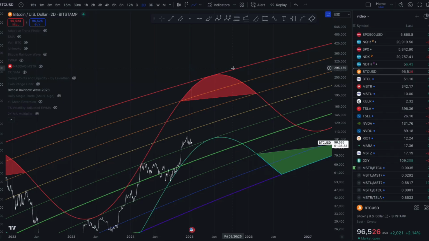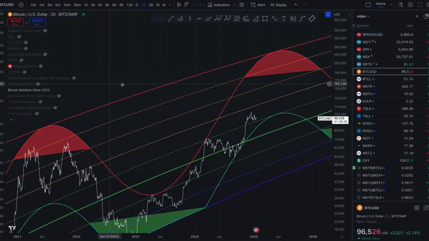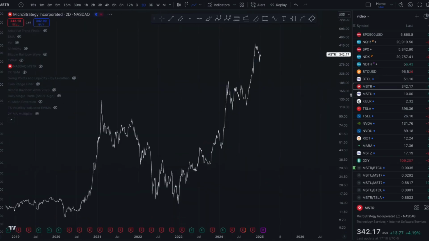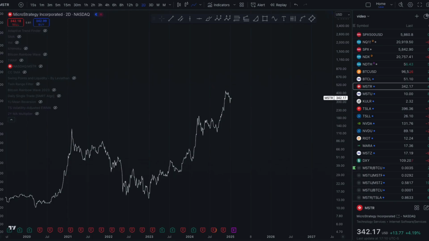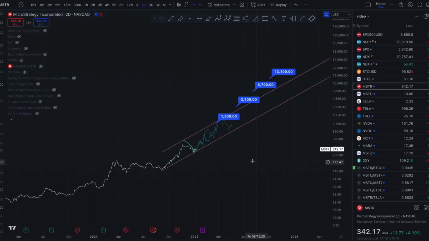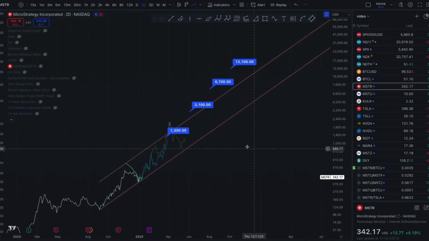The power law should be respected. I think 300 could be within reach. So that's great, right? That's the Bitcoin power law in action. So when we use Marty's model and we apply that to our chart here in TradingView, all I'm doing is kind of extending this channel up and to the right and using that model. Here's 1300 in April, here's 3100 in June, 6700 in August, and 13,000 in October.